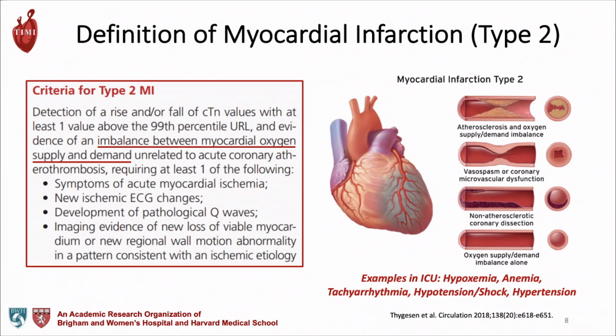So some examples in the intensive care unit are a patient may be hypoxemic, which would limit coronary oxygen delivery. Patients may be anemic, or patients may have tachyarrhythmias, hypotension, hypertension. All of these can exacerbate that balance between myocardial oxygen supply and demand and result in myocardial injury due to acute myocardial ischemia. Other examples include coronary vasospasm, non-atherosclerotic coronary dissections, among others.